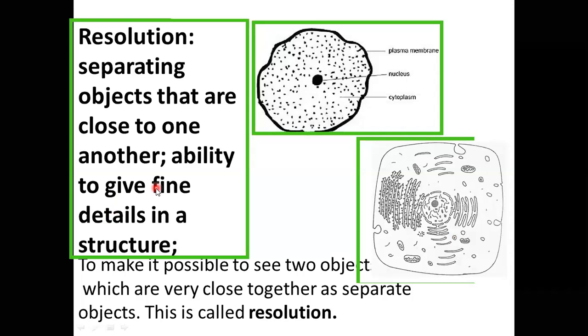So, two roles of a microscope: magnification and resolution. As we move on, we are going to see this more and more and see how we can apply some of these techniques and terminologies. I hope that is now very clear. Making it possible to see two objects which are very close to one another as separate objects, we call that resolution. So we talk of the resolving power of a microscope.